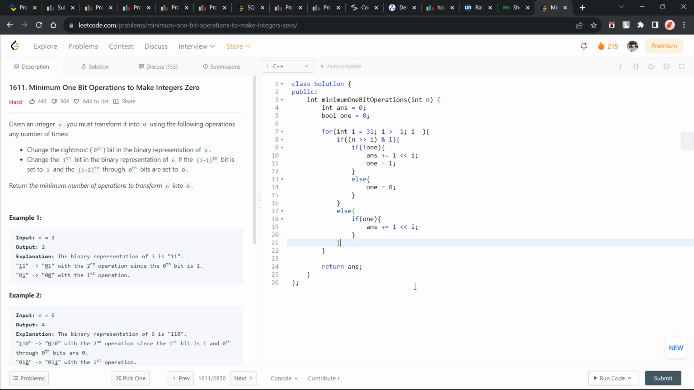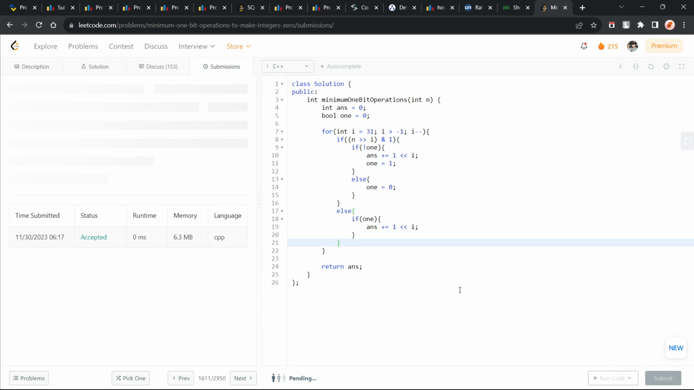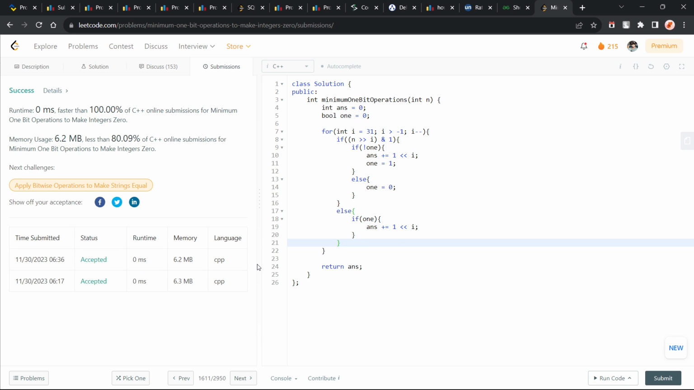So it took me some time to come to this particular solution, and I hope that you guys were able to understand it. So let me just quickly submit this. So you see it works very well, and again 0 milliseconds.